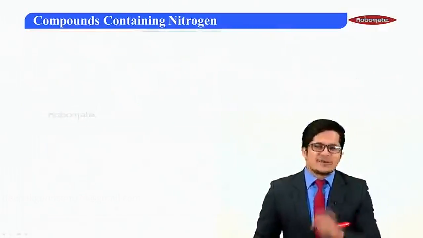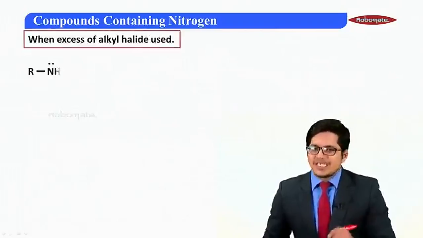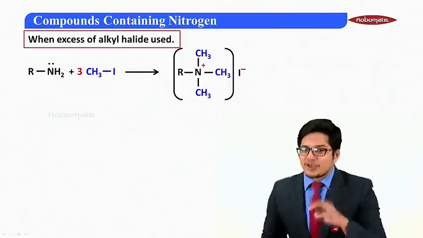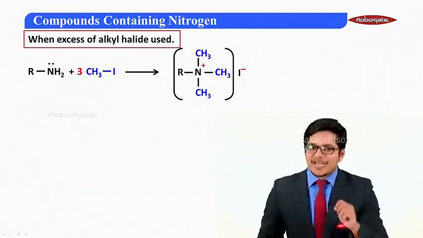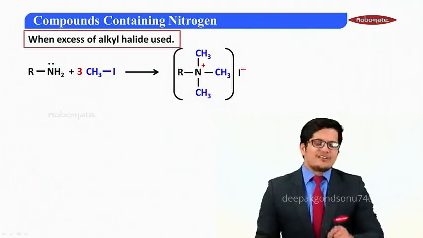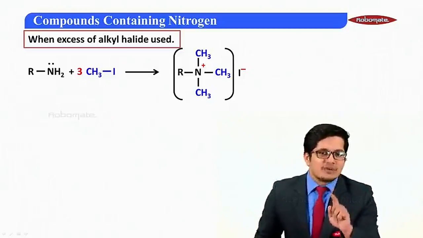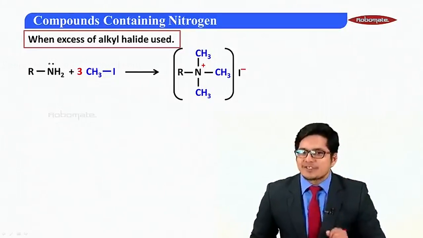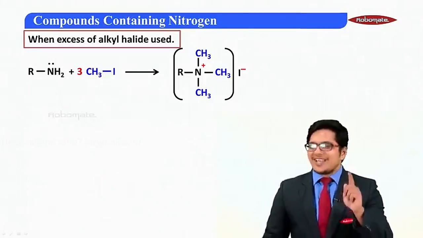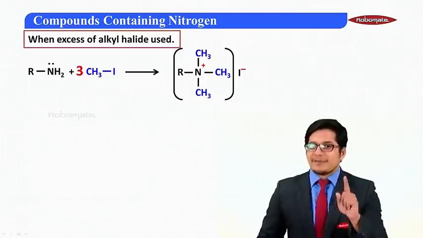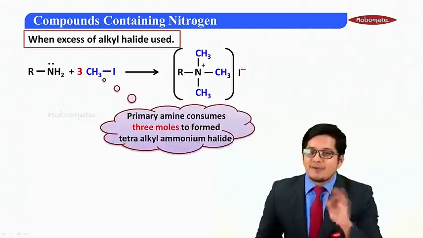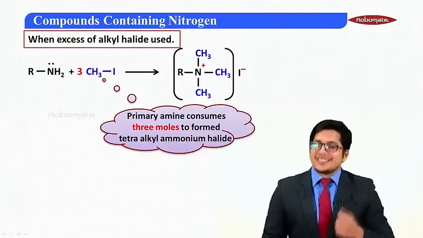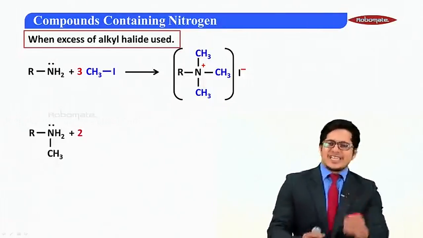Let's see further. Let's take one more example. Suppose we take a primary amine. Then to this we are adding 3 moles of CH3I. What would we get? We would get a compound in which nitrogen is now attached to one R group and 3 CH3 groups. That means a quaternary ammonium salt. But remember, students, if it was a primary amine, we have used 3 moles to get a tetraalkyl ammonium halide. Similarly, let's take a secondary amine.